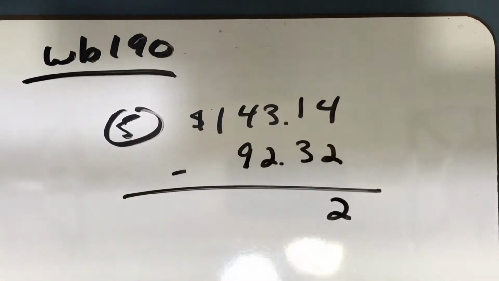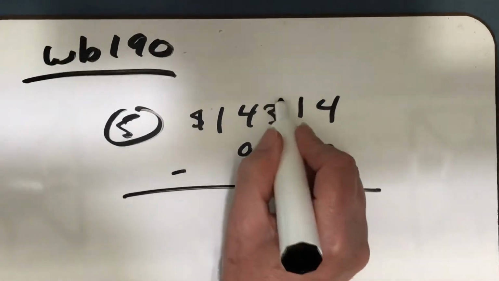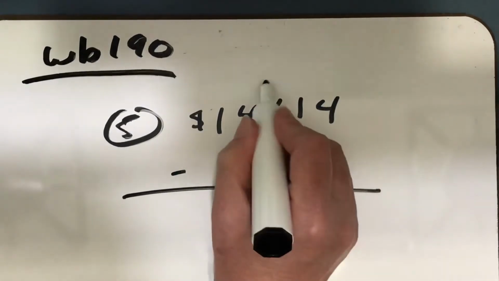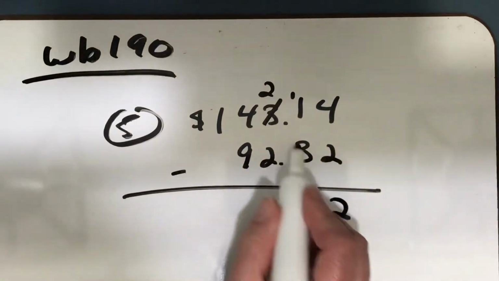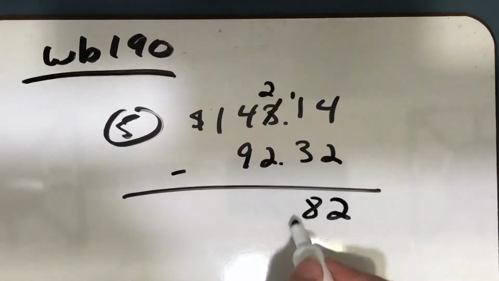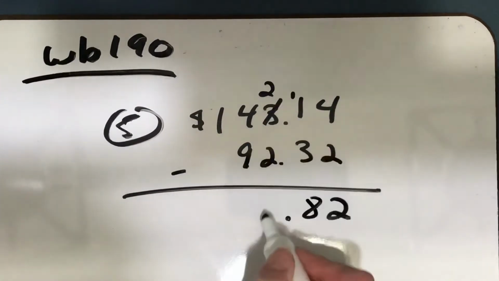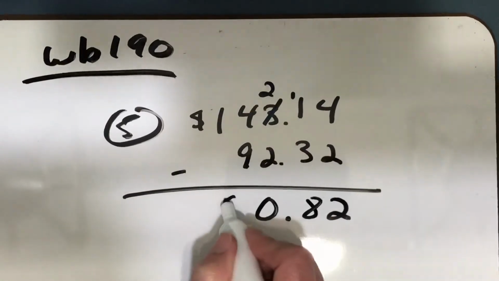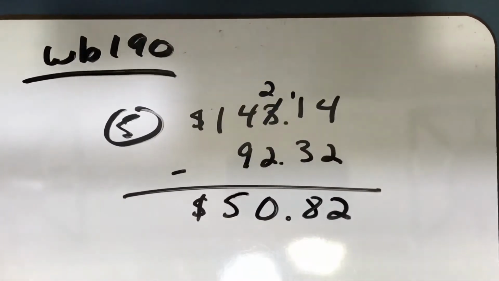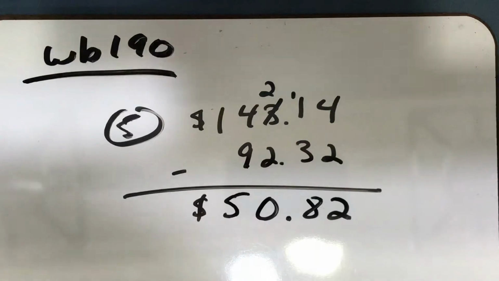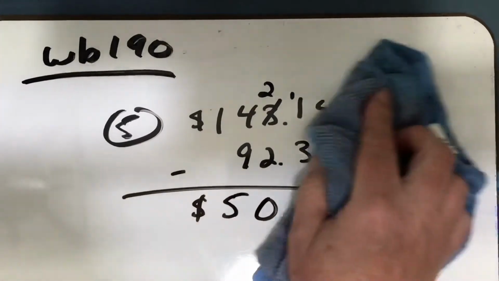I can't do 1 minus 3, so I need to regroup. Regroup my 3 ones as 2 ones and 10 tenths. Now 11 minus 3 is 8. Put my decimal point. 2 minus 2 is 0. 14 minus 9 is 5. $50.82 is number 5.